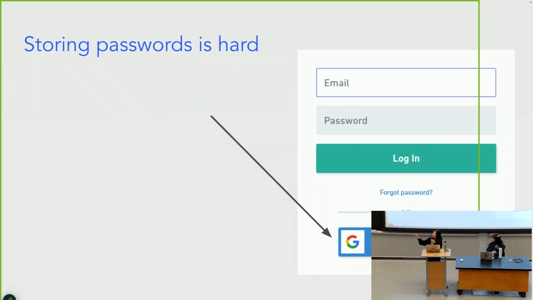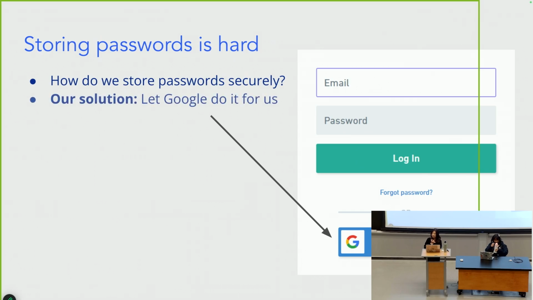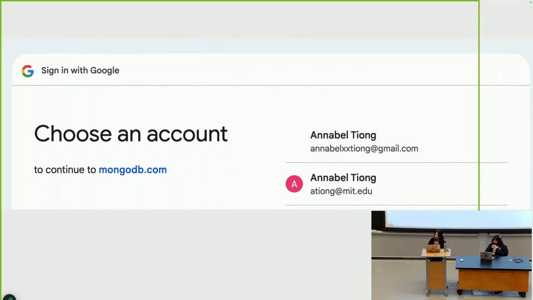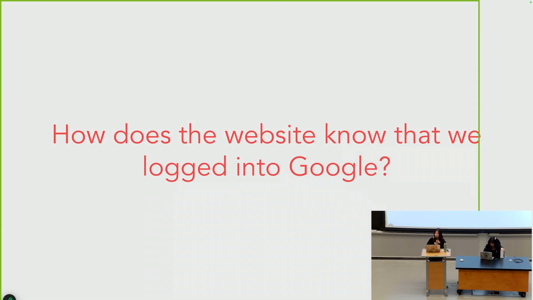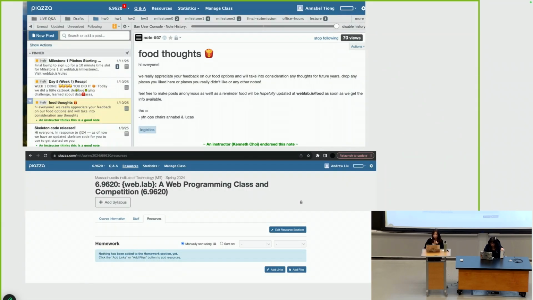You guys are probably very familiar with the "login with Google" button that's on most pages these days. For example, if I'm trying to sign into MongoDB, I can choose an account to log in, but you might be thinking this is pretty interesting, because we're signing into MongoDB, but we're seeing the Google URL, and MongoDB has nothing to do with Google. So how does MongoDB get the information from Google that we've successfully logged in and prove that we are who we say we are? How does a website know that we've logged into Google?